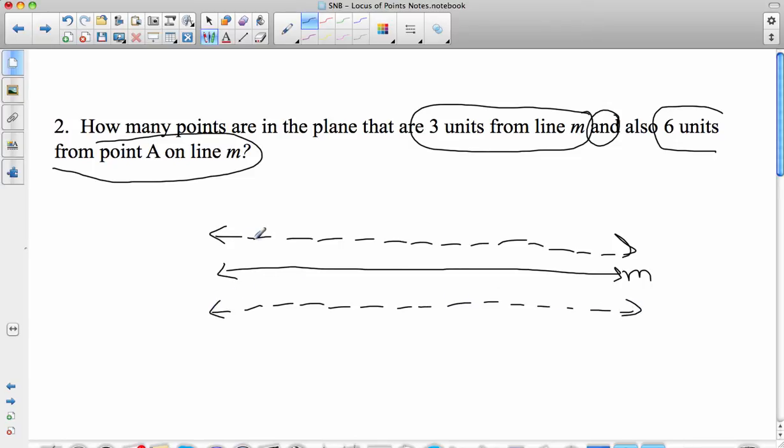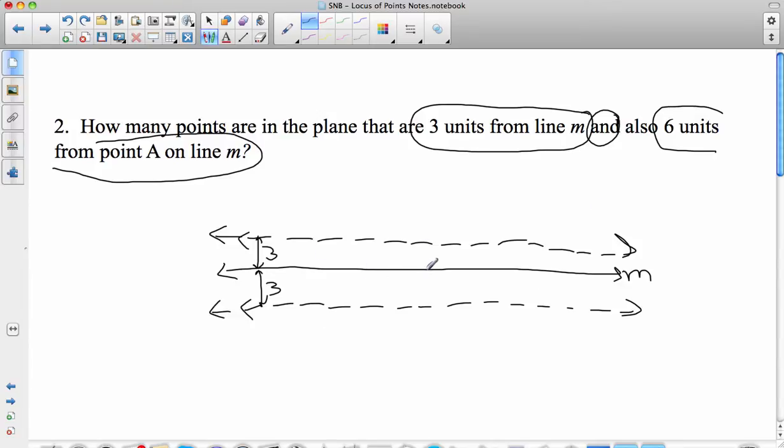And we know that they are both, I didn't mean to do that, I meant this. There we go. They are both 3 units from line M. And yes, they would be parallel, so we should put a little parallel symbol on there. That's the first condition. And then the second condition says we need to find the locus of points that is 6 units from a point A, which is on line M.